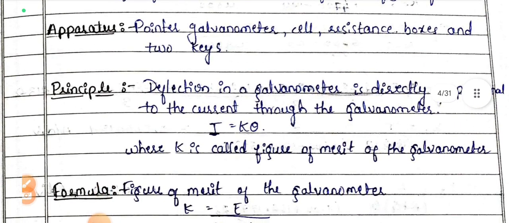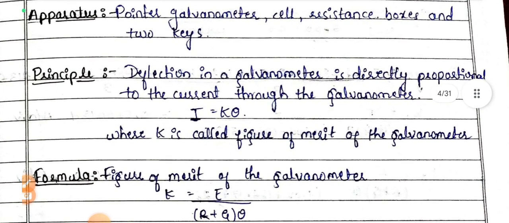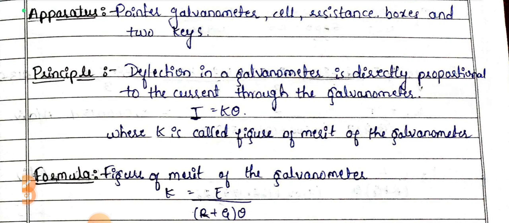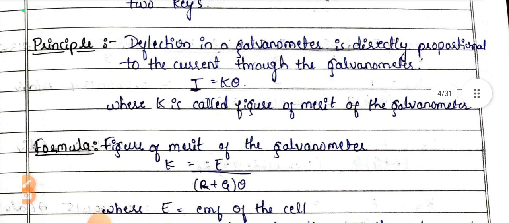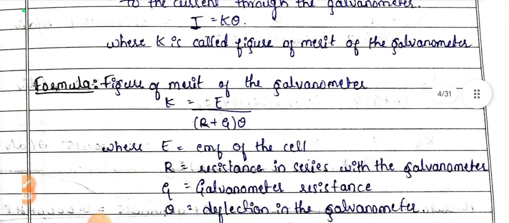Principle of the experiment: deflection in a galvanometer is directly proportional to the current through the galvanometer, that is I equal to K into theta, where K is called the figure of merit of the galvanometer. So this is the principle and formula.